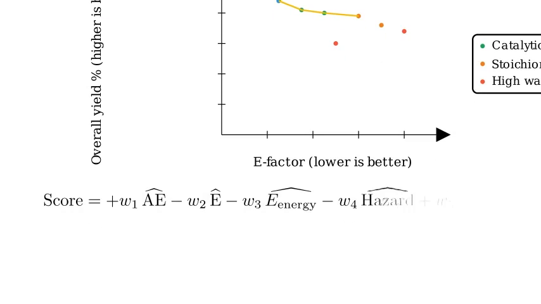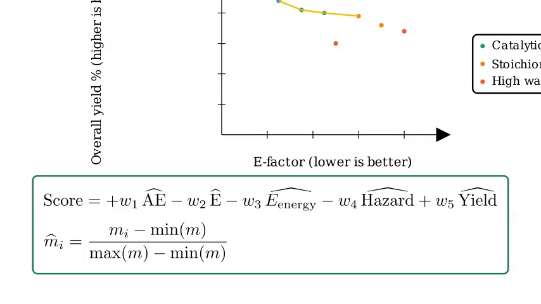We can combine metrics into a single route score for quick ranking. For example, score equals plus W1 times atom economy, minus W2 times E factor, minus W3 times energy per kilogram, minus W4 times hazard, plus W5 times overall yield. We first normalize each metric so they are comparable, then choose weights that reflect the project goals.